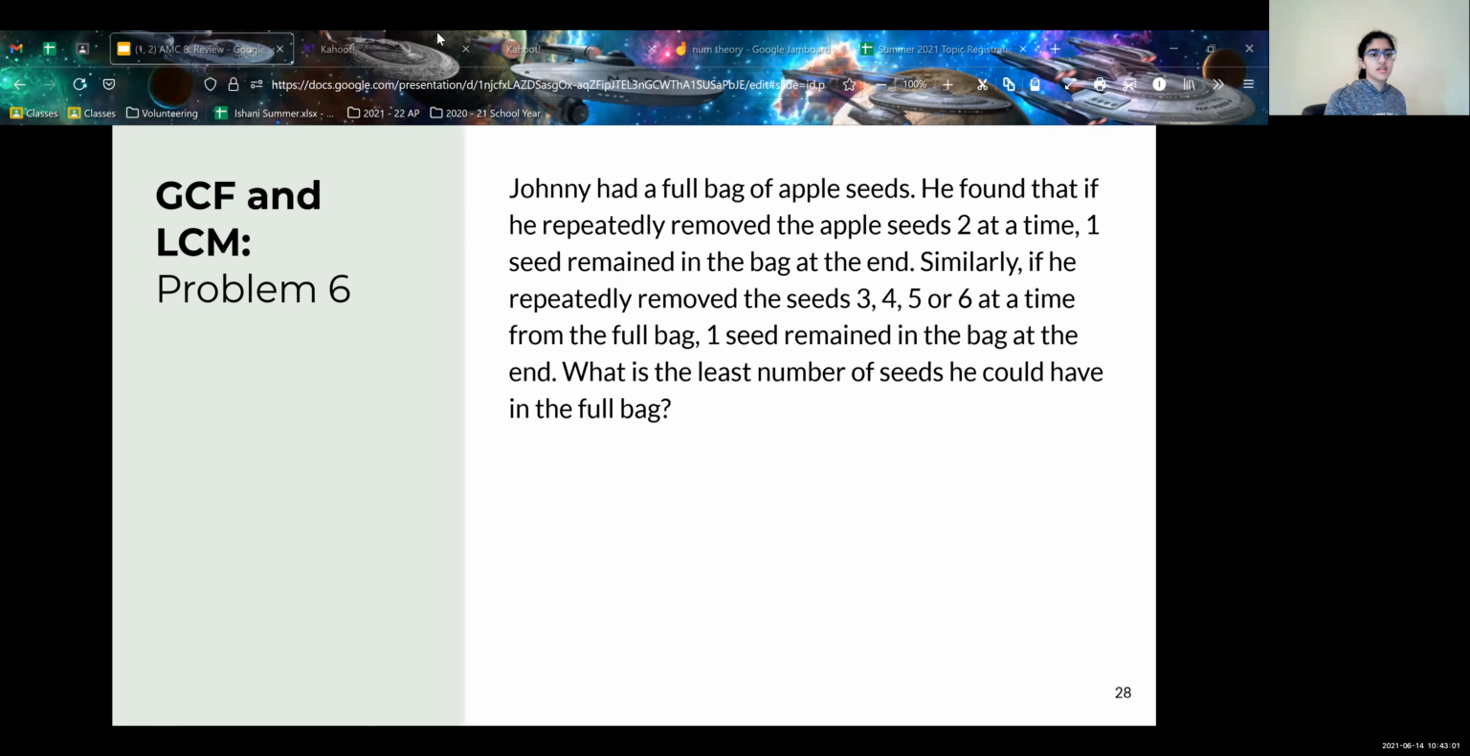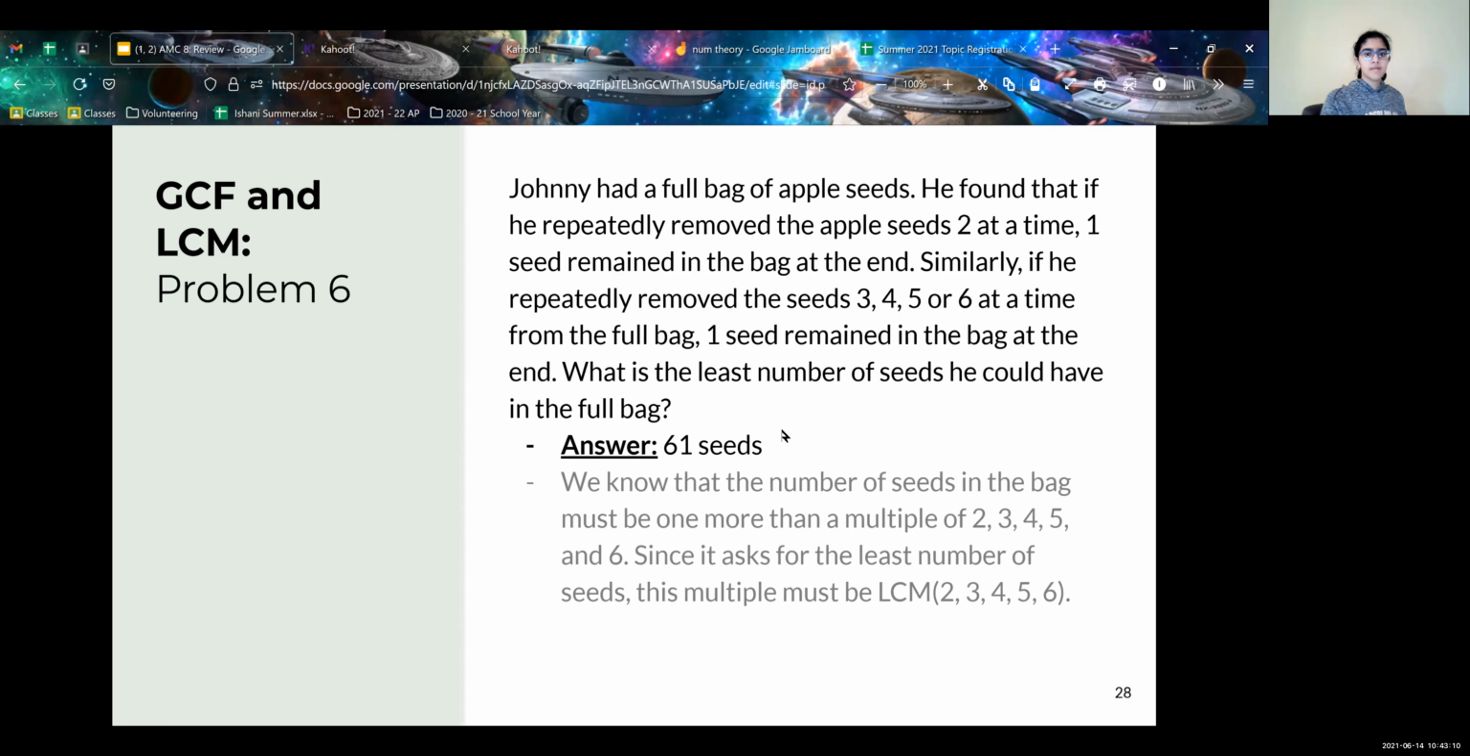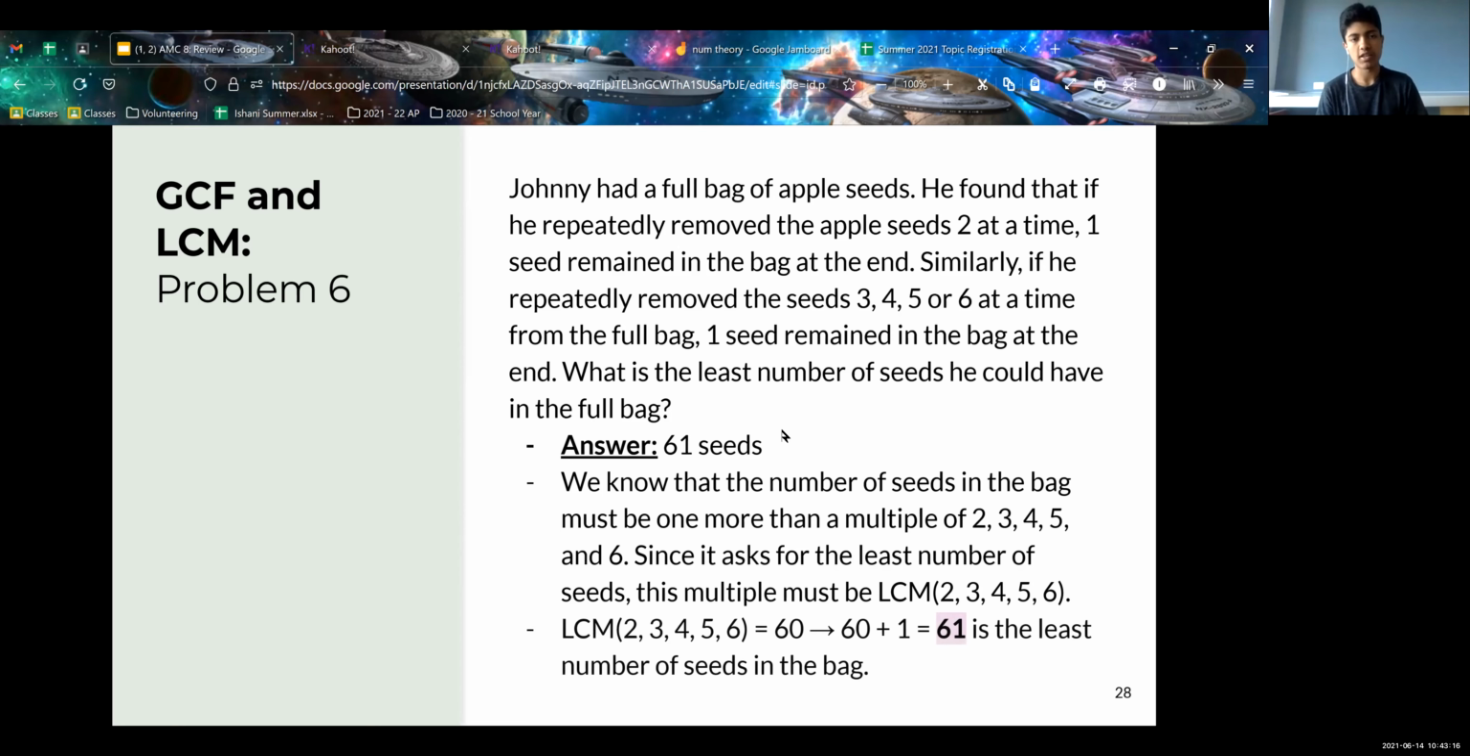Okay, so I think you can explain now. Yeah, so it says we were left over with 1 in all of those scenarios. So that means in each of those scenarios we have a multiple of the number plus 1 extra. And we're finding the least number that could satisfy all of those numbers. So we're just going to find the LCM, so 60 is the multiple of all of those numbers, and then we just add 1, which would be 61. So does that make sense to everybody?